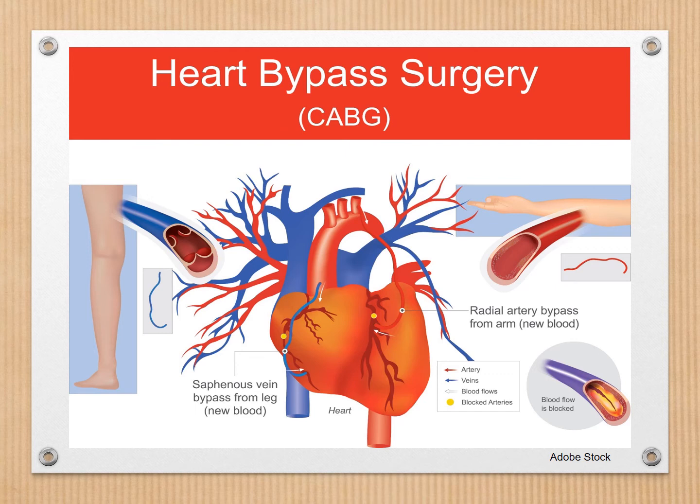Blood vessels can be taken from your leg, inside your chest, or your arm. This new blood vessel is known as a graft. The number of grafts needed will depend on how severe your coronary artery disease is and how many of the coronary blood vessels are narrowed. Most people get excellent relief from angina and improved quality of life following this surgery.